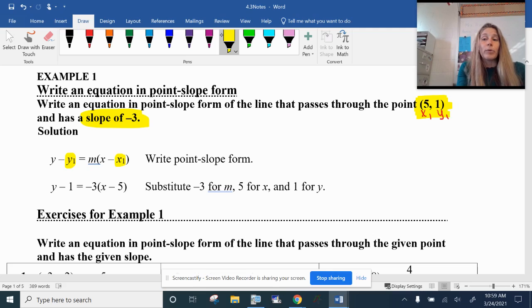So if I'm putting in this y1 here, it's going to be y minus 1. And then, of course, the slope was -3, so that -3 is going to replace the m. And then x minus 5 is going to be x minus x1.